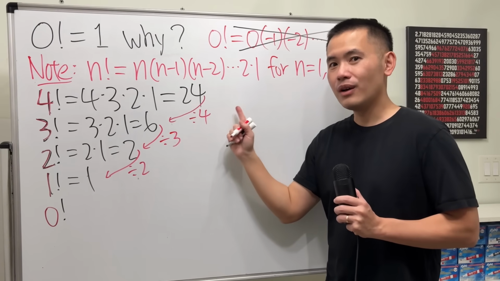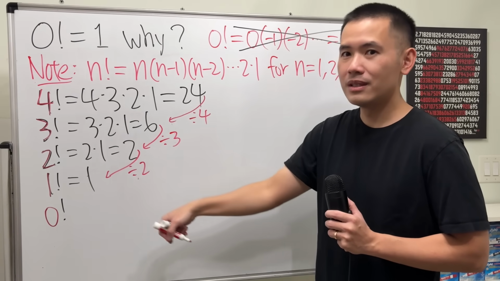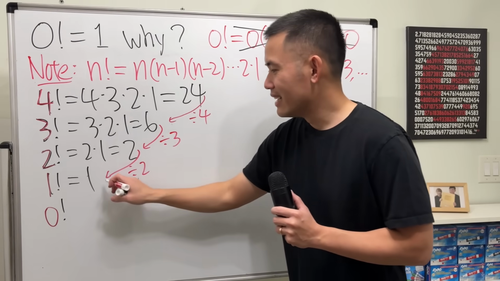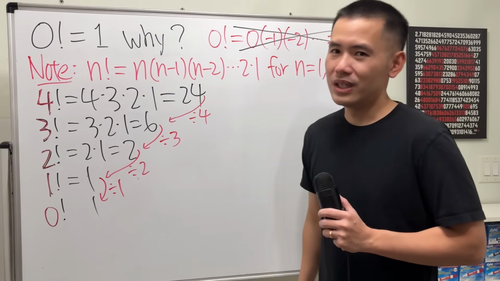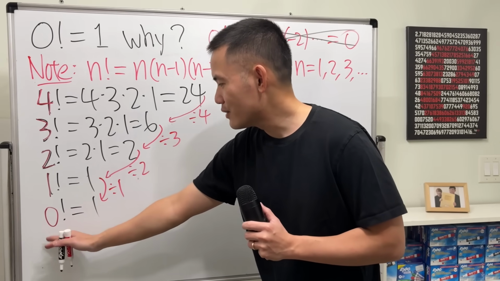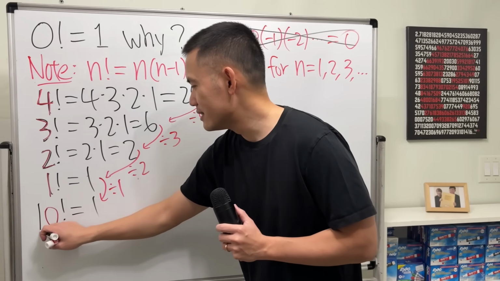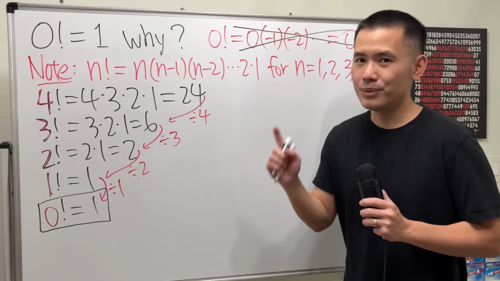We do have a pattern of the numbers that we are dividing by: 4, 3, 2. The next one is we are going to be dividing by 1. Take 1, divided by 1. 1 divided by 1 is 1. As you can see, the left-hand side is 0 factorial, the right-hand side is 1. This is one reason why we define 0 factorial to be 1.